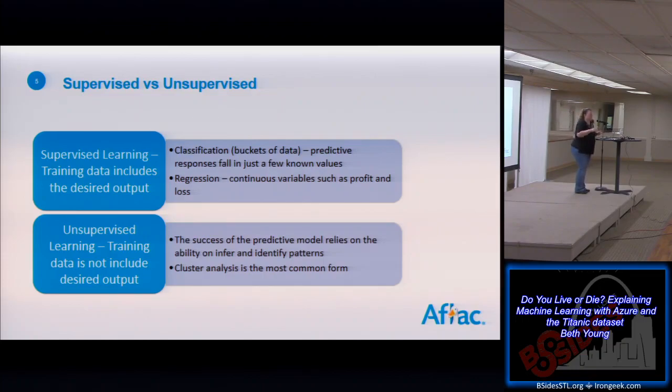For regression classifications, these are your continuous variables. So time, money, that type of thing. Those are your continuous or your regression classifications.